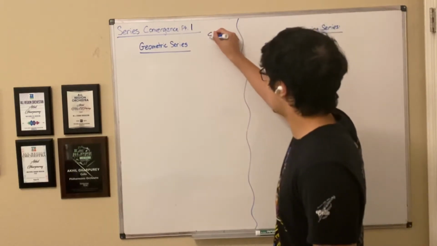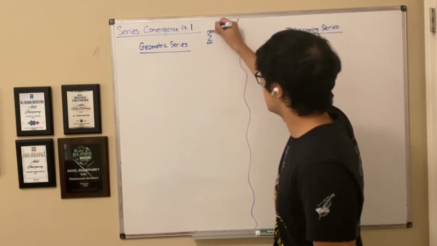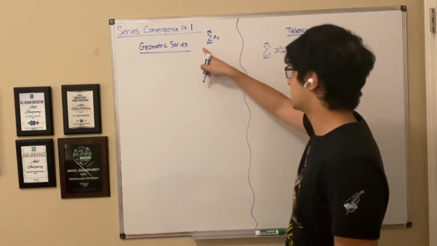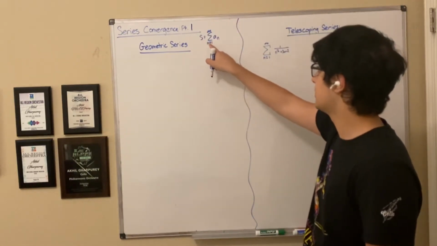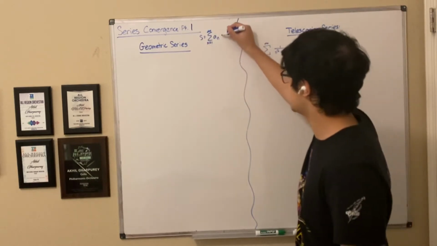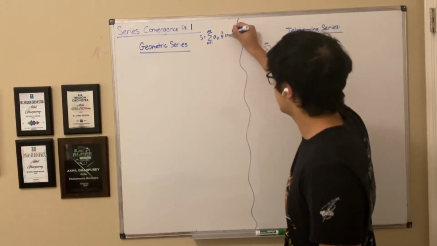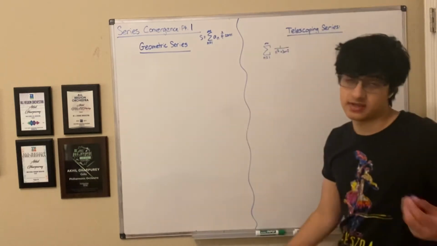So just to clarify, infinite series is just the usage of sigma notation in terms of what notation is. So S, the infinite series, is equal to the sum from 1 to infinity of a sub n, if, of course, convergent, and that's what we're going to be looking at in this series.